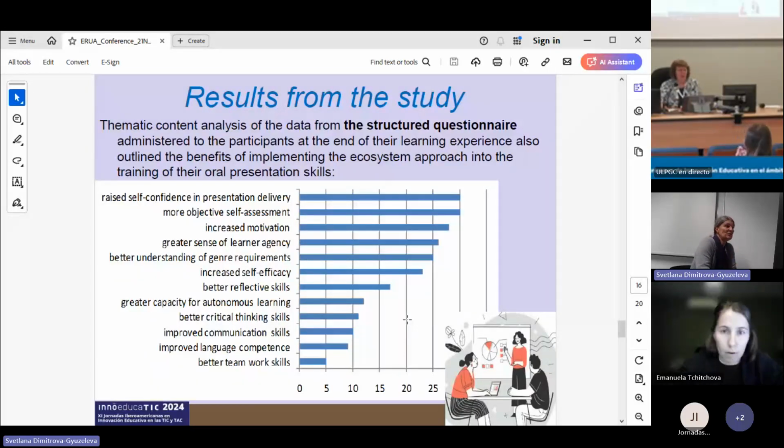And their subjective appreciation, their opinion of the efficiency of this approach, with data collected through the structured questionnaire, also confirmed that they really appreciated the benefit of applying this approach. There was raised self-confidence during presentation, more objective self-assessment, increased motivation, greater sense of learner agency, and better understanding of genre requirements. And I'll just show you the conclusion.